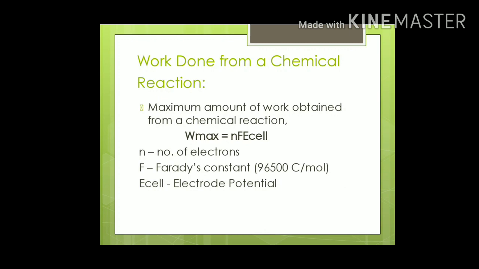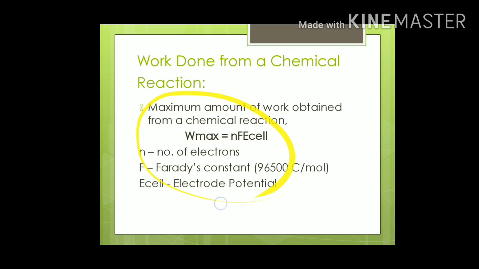The maximum amount of work obtained from a chemical reaction is work max. Means here the free energy is the maximum amount of energy. That's why I've taken work max is equal to NF into E cell, NFE. N is the number of electrons moving from anode to cathode, F is Faraday's constant, which I already told, click the I button. And what is electrode potential, just now I told. So we got everything about this.